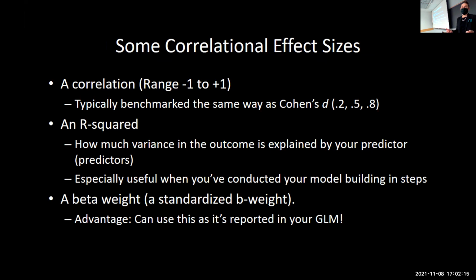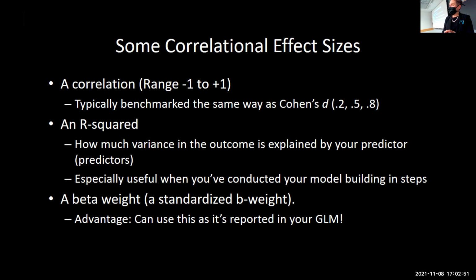A correlation in itself is a standardized effect size, and it's typically benchmarked the same way as Cohen's D, 0.2, 0.5, and 0.8, as small, medium, and large. But once again, are those valid? Yeah, maybe we need better benchmarks than that. R squared, which you're familiar with from all the GLM modeling you've done, is how much variance in the outcome is explained by your predictor or predictors. That is also an effect size. It is agnostic to the particular units that your assessments may be in.